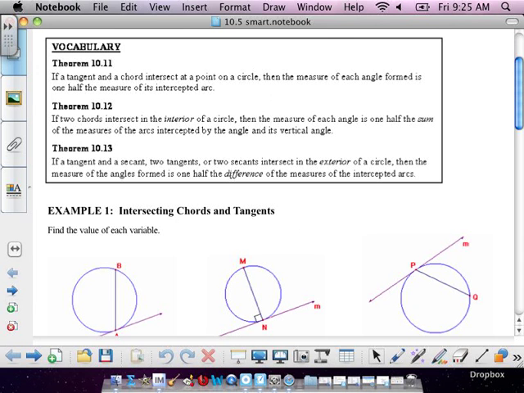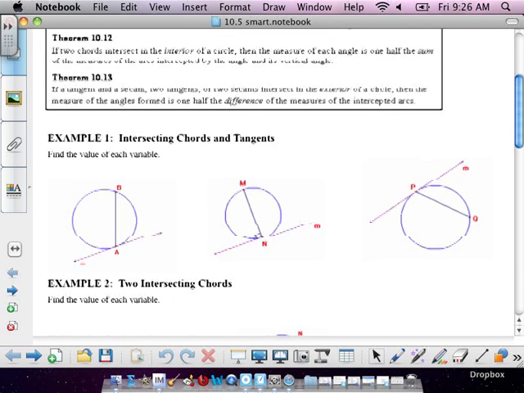10-13: if a tangent and a secant, 2 tangents, or 2 secants intersect in the exterior of a circle, then the measure of the angle formed is 1/2 the difference of the measures of the intercepted arcs. Okay, it's going to make a lot more sense as we go through this what this means.